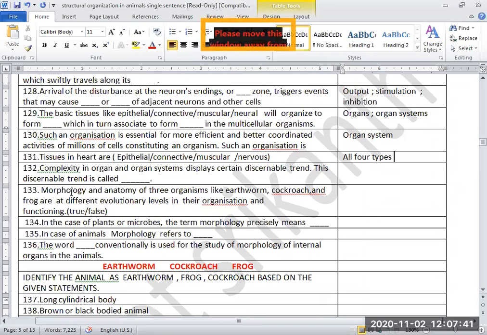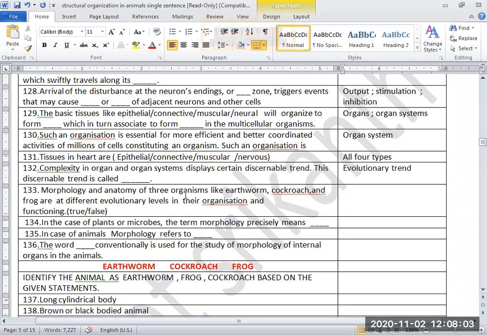Okay, the complexity of an organ and organ system displays a certain discernible trend. This discernible trend is called, what do you say it as? Evolutionary. Yes, evolutionary trend. Okay, evolutionary trend.